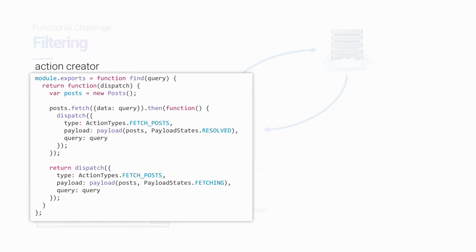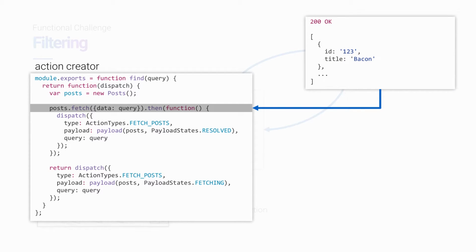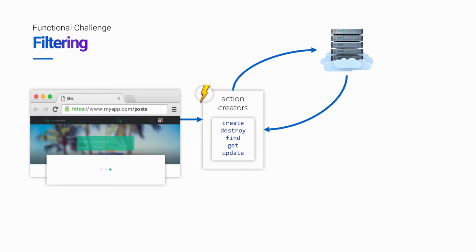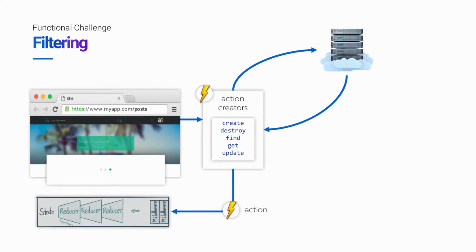Taking a look at our action creator once again, here we have our API response in the top right, and when it returns, our promise will be fulfilled, and our action creator will dispatch a new action. Notice that this time, we change the state to resolved, and our data field now contains the data we received from the server. So once again, we dispatch the action and dive into our store.